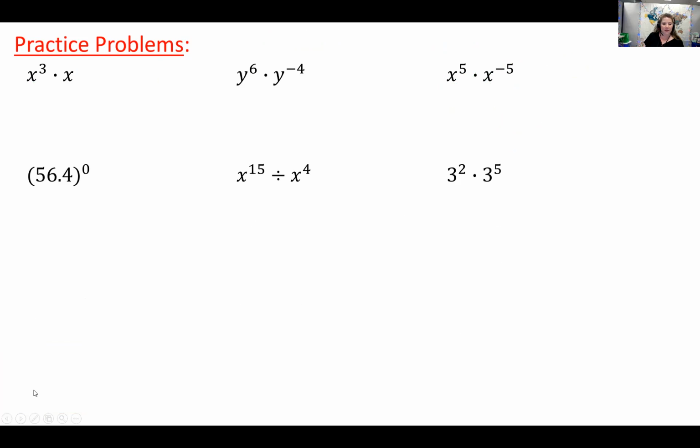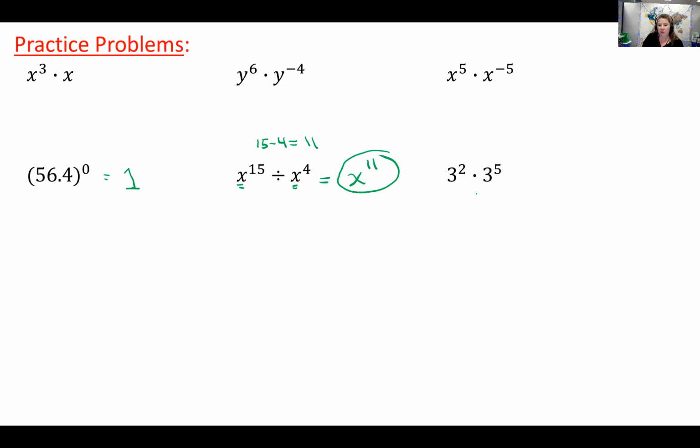The next one is 56.4 to the power of 0. Once again, anything to the power of 0 is equal to 1. The next problem is a division problem. So the rule is when you have two numbers with the same base that are being divided, the rule is to subtract the exponents. So we're subtracting 4 from 15, and we get a +11. So that exponent and that number stays on the top or in the numerator. So the answer is x to the 11th power.